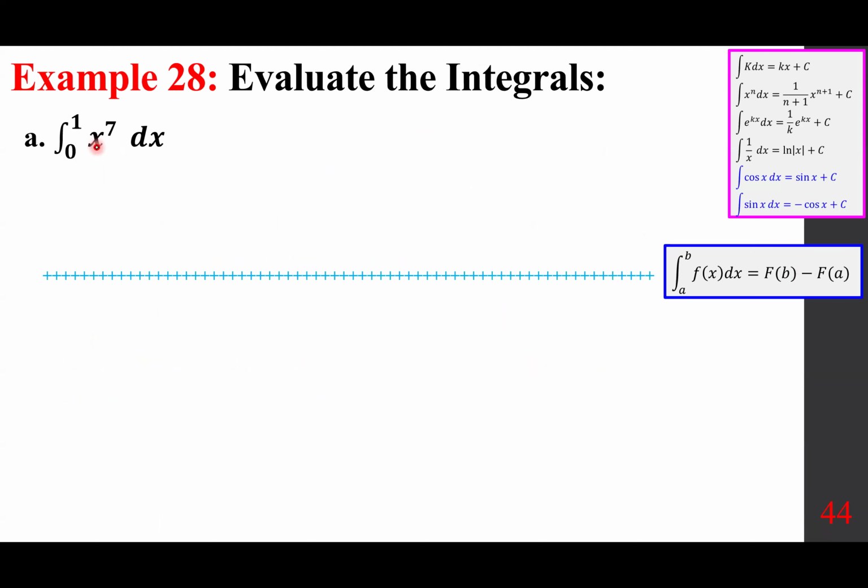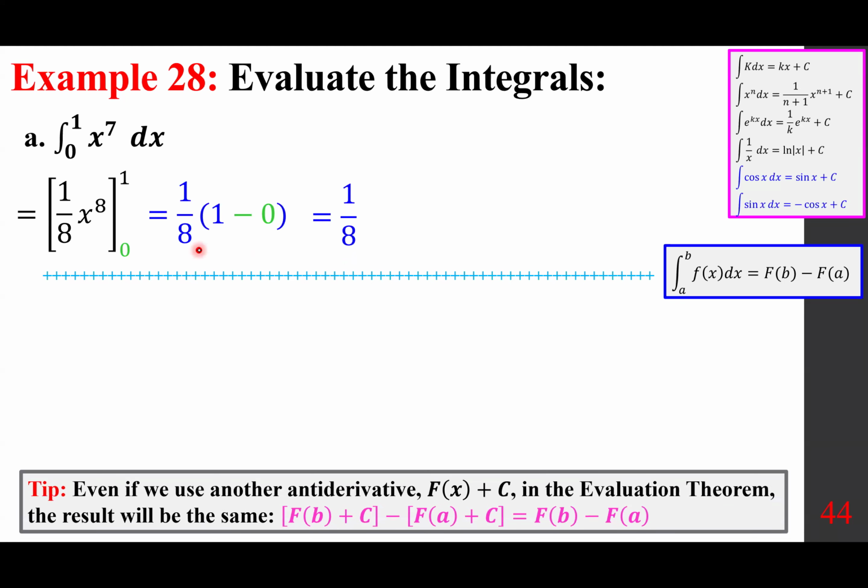First and foremost, for x to the power of 7, the antiderivative is 1 over 8 x to the power of 8, and I don't need a constant. The reason I don't is because I'm evaluating: I plug in 1, I plug in 0. 1 to the power of 8 is 1, 0 to the power of 8 is 0, so I get 1 over 8.